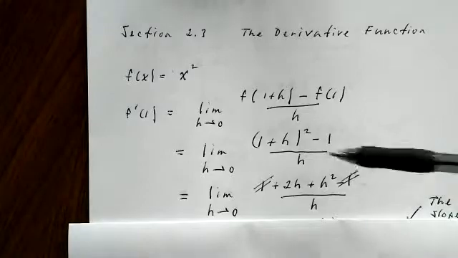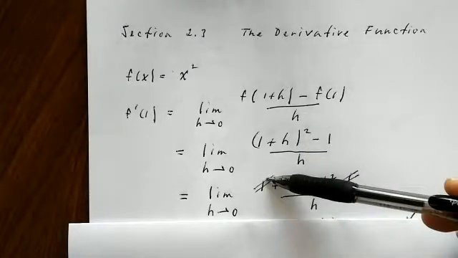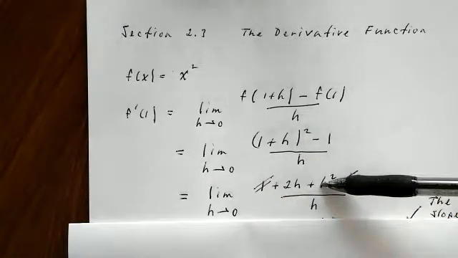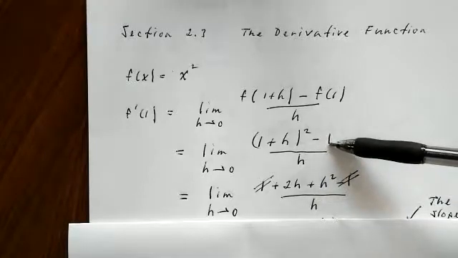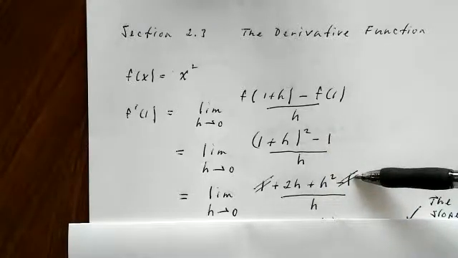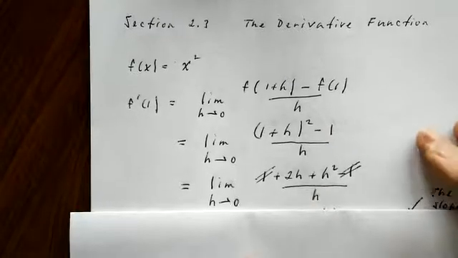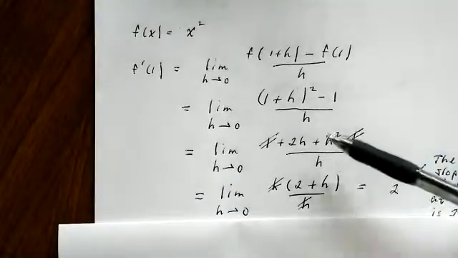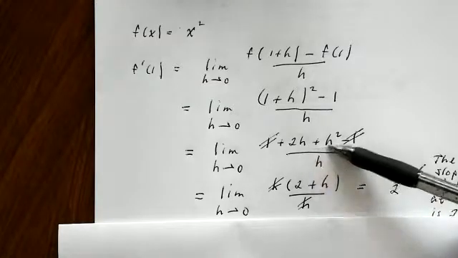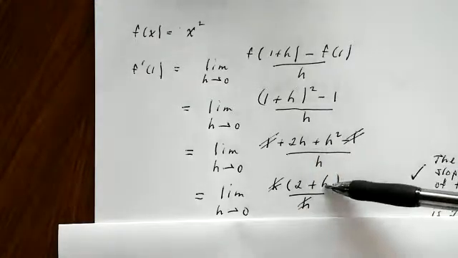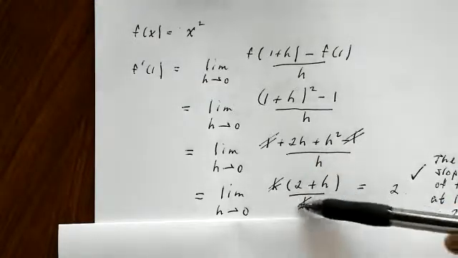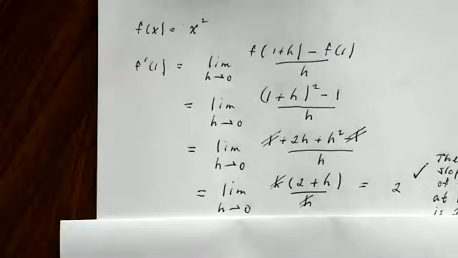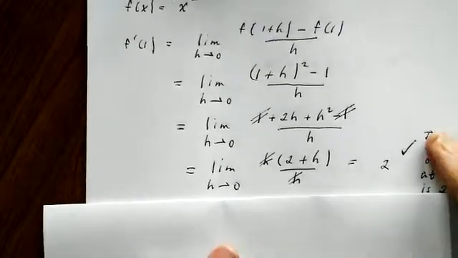If we expand 1 plus h squared, we get 1 plus 2h plus h squared. And then we subtract that 1 over here. So the 1's cancel. And we can factor an h out of what results. If we factor h out of the numerator, we get 2 plus h. And we can cancel those h's. And this is something that frequently happens. We breathe a sigh of relief.